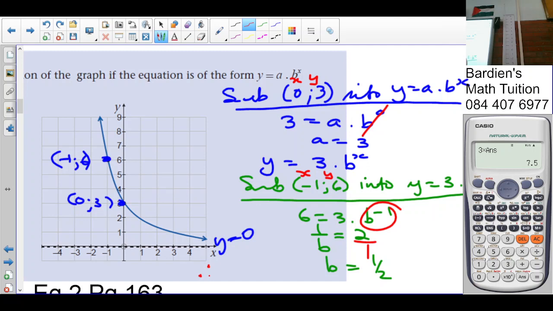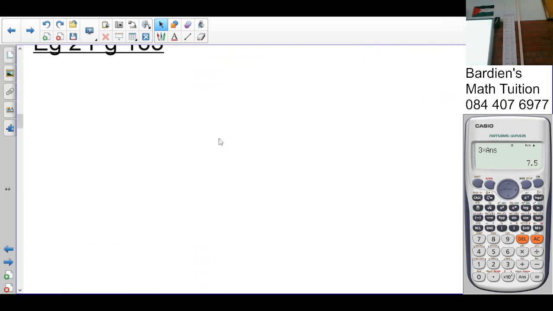Therefore, y is equal to 3 times a half to the exponent x. Okay. Any confusion? No? Let's go to example 3.